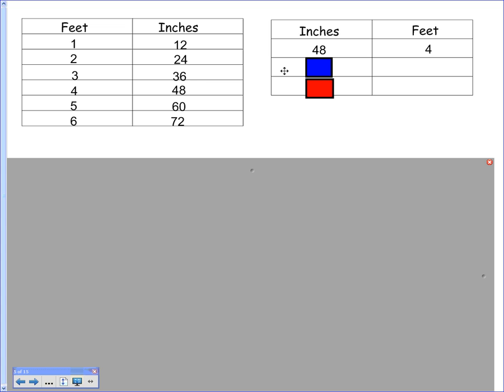Okay. So what if I'm going backwards? I've got 48 inches equals 4 feet. How do I go from 60 to feet? I've got this table over here, but if I didn't, I would do 60 divided by 12. And that equals 5. And 72 divided by 12 equals 6.